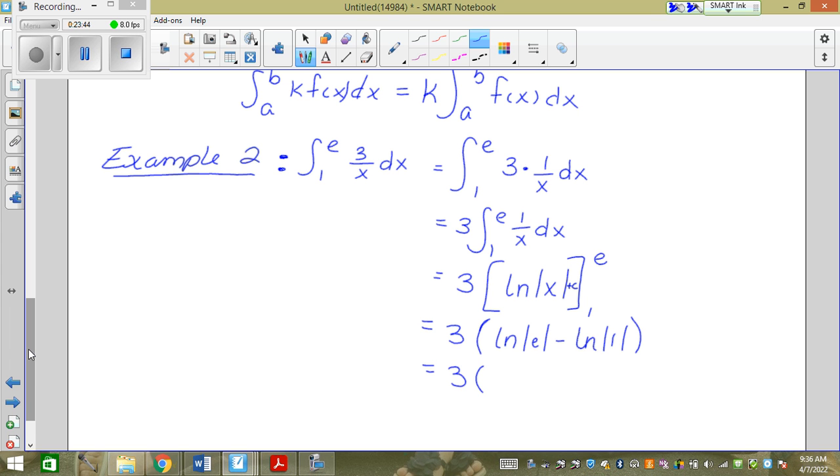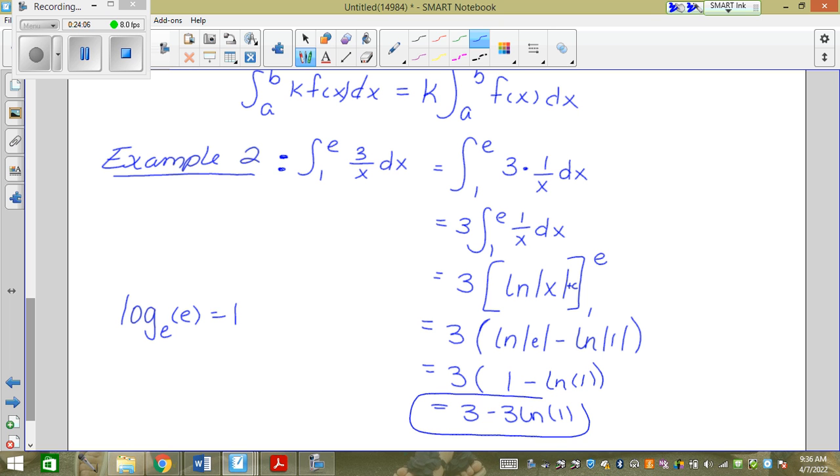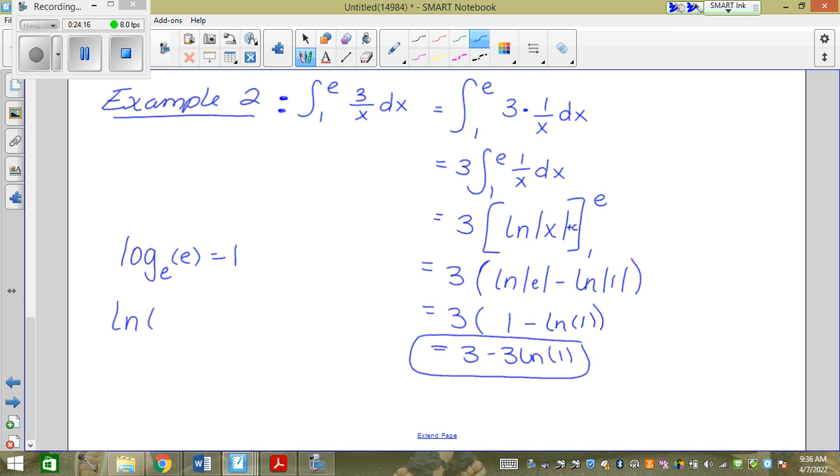What's ln of e? It's just 1, because it's log base e of e. And minus ln of 1. So what am I going to get? 3 minus 3 ln 1. Actually, ln of 1 is 0, because ln of 1 is log base e of 1. e to what power is 1? 0. So what happens to this whole thing? The answer is just 3.